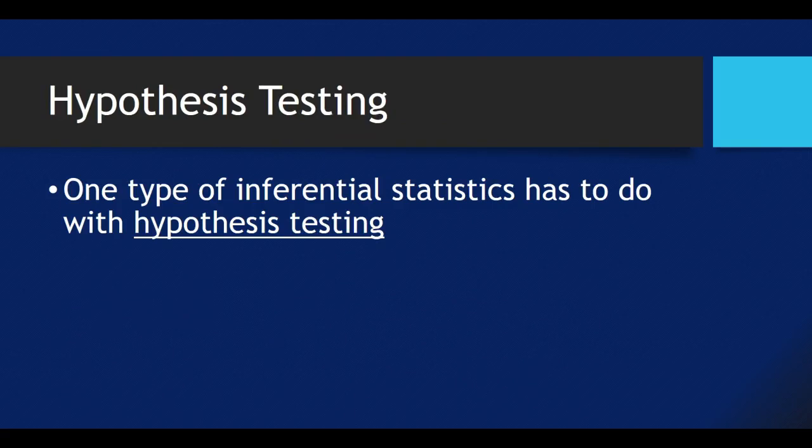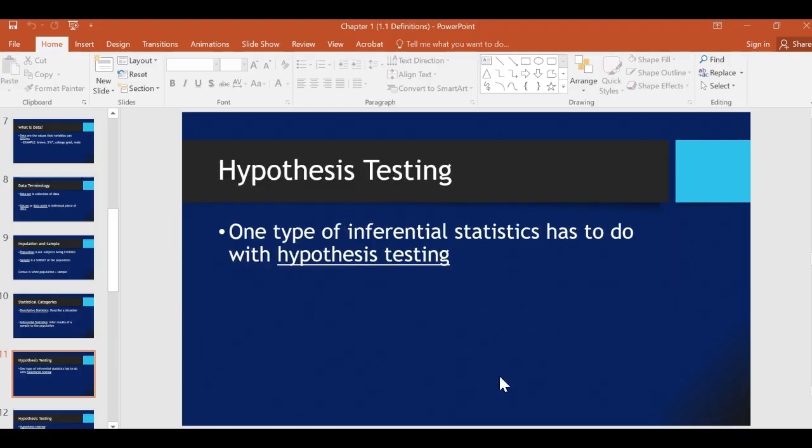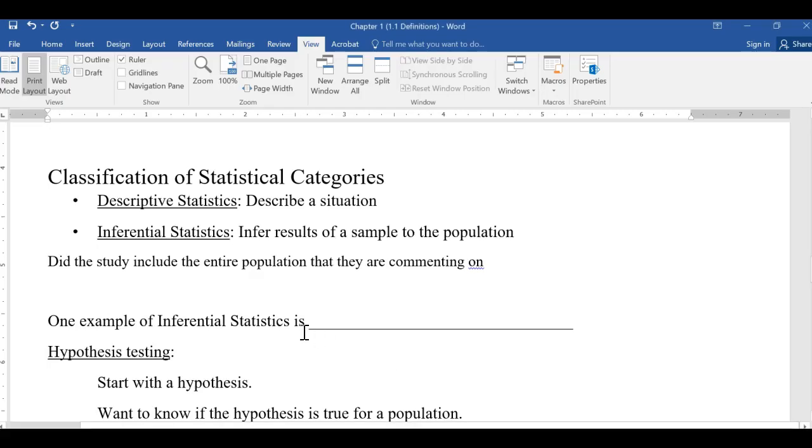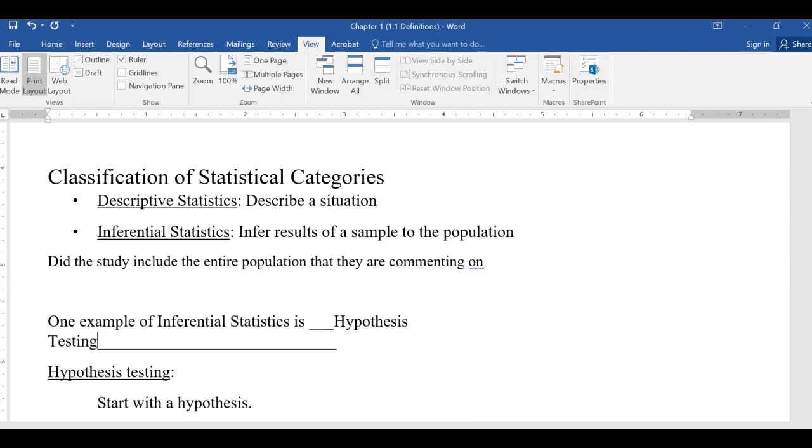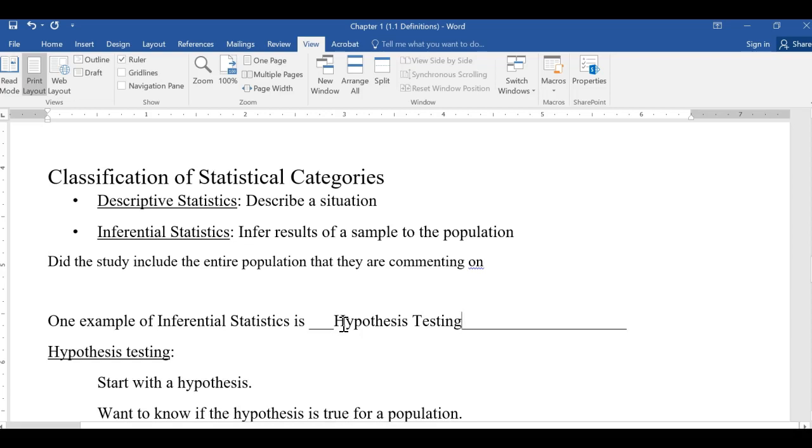Now, one type of inferential statistics, and this is a very famous type, is called hypothesis testing. Okay? So hypothesis testing is one example of inferential statistics. It is actually the fill-in to right here. One example of inferential statistics is hypothesis testing. All right, that's what we're looking for.